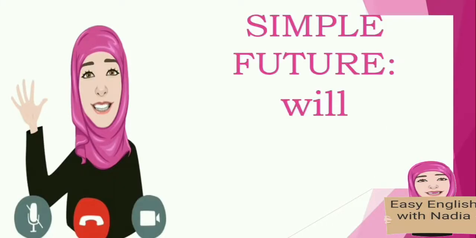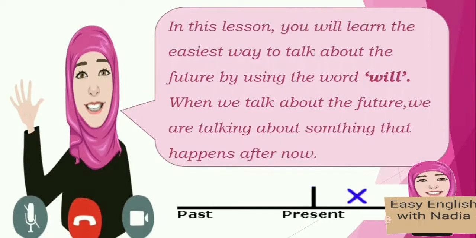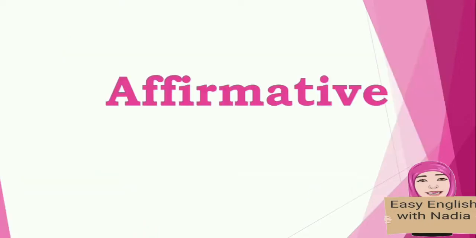Today we are going to talk about simple future with will. There are many tenses and ways to talk about the future. In this lesson, you will learn the easiest way to talk about the future by using the word will. When we talk about the future, we are talking about something that happens after now. Look at the following examples and see how we form simple future with will.